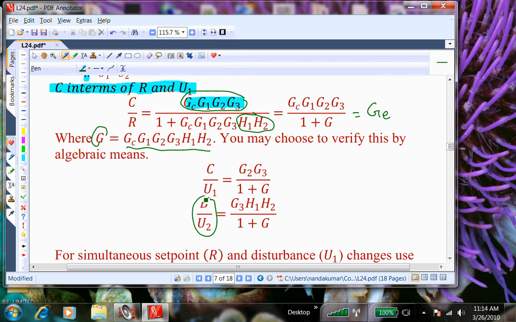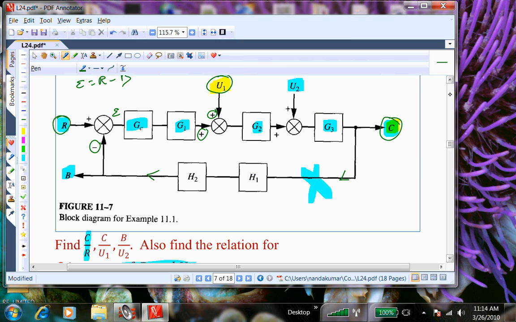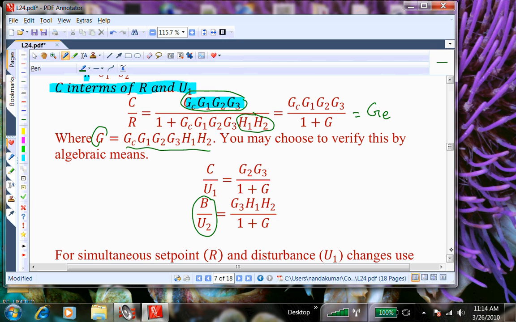Now you need to worry about what is the forward path for C and U2. So let's go back to that figure. And what is the forward path between C and, what was it, U2?